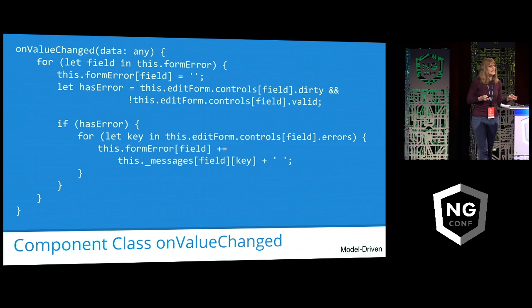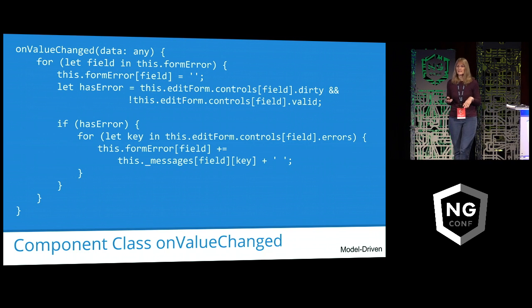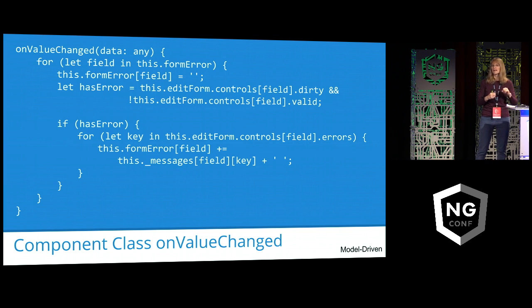Then if it does have an error, I'm going through and figuring out which error it is and assigning the appropriate message into the field in that form error collection. And as soon as that form error collection has a value in there, because of the interpolation binding that we specified, it will automatically appear in the template, it will automatically appear to the user, and it will automatically turn it red for us.